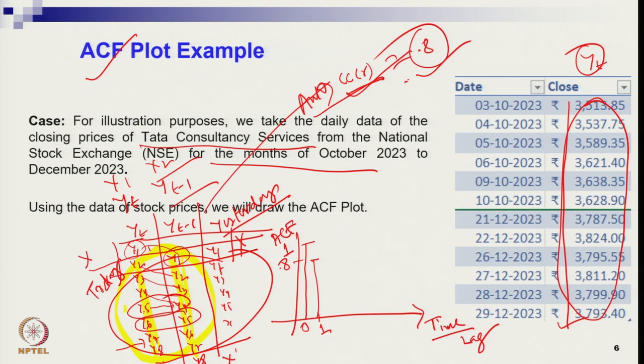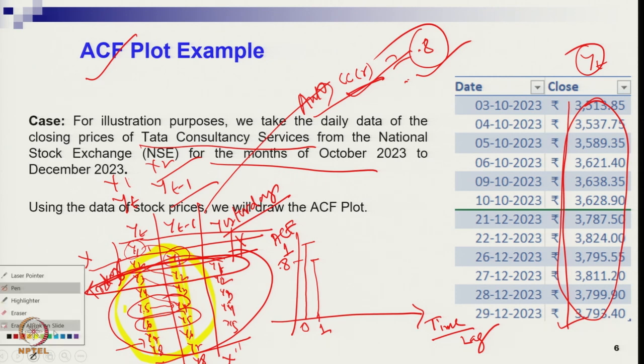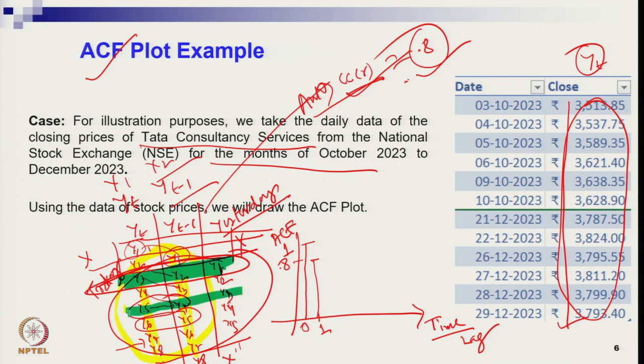Now here you can see y1 has come here. Sorry, it will start from here. Y1, y2, y3, y4, y5, like this. Look at this data set now. Let me put a different color, highlight with green. So look at this data set now. Effectively, your Y3 will depend on yesterday, Y2, and Y1. So current stock price will depend on yesterday's stock price and day before yesterday's stock price.